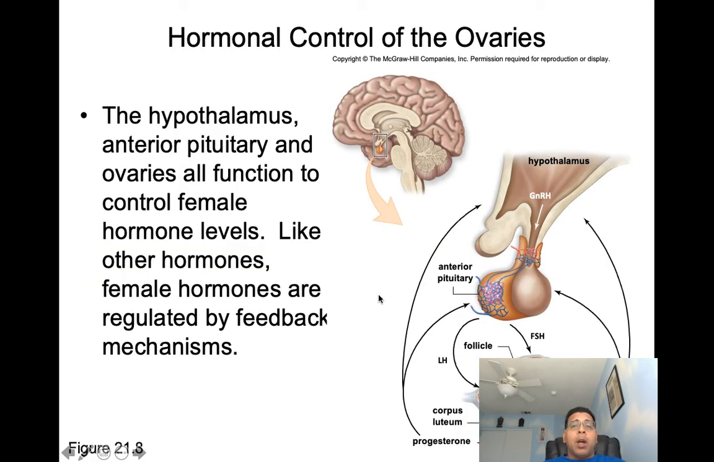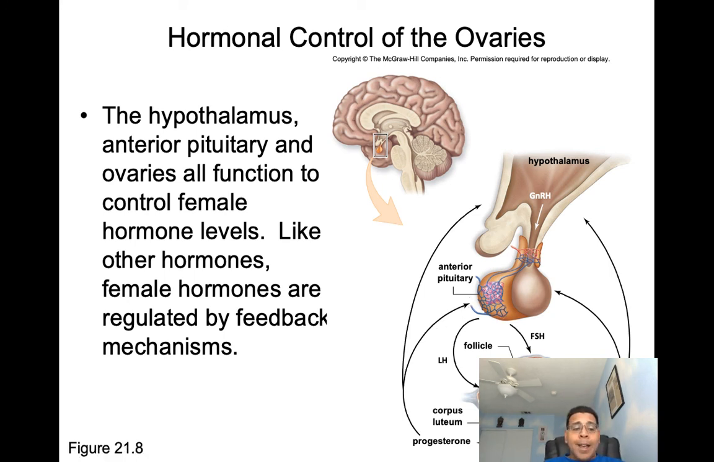And here now when we talk hypothalamic control, we can see here the hypothalamus, the anterior pituitary, and the ovaries are all going to function to control female hormone levels. Just like we saw in the male, we're going to have GnRH being released, as we've seen and we've talked about, and then it's going to promote the release of FSH and LH from the anterior pituitary.